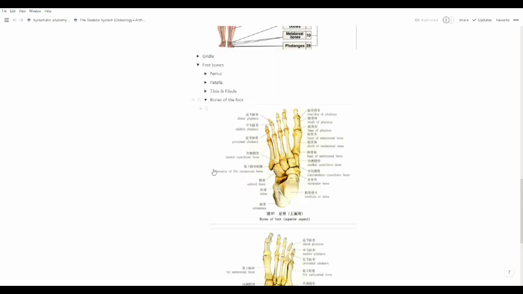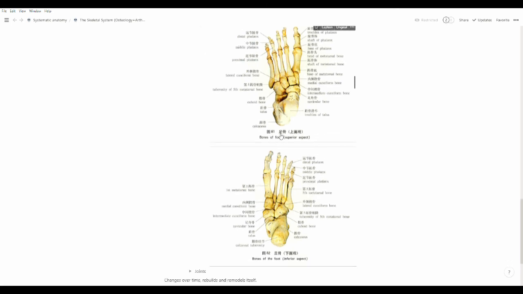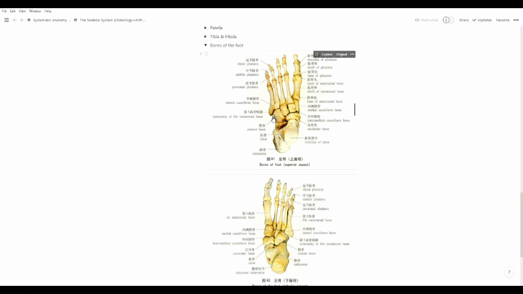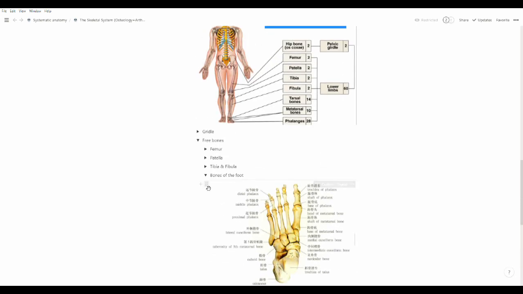Last up, we have the bones of the foot. It's also divided into the same thing: the tarsals, the metatarsals, and the phalanges. And yeah, here we have a superior aspect, meaning looking at it from above, and this one is an inferior aspect, looking at it from underneath. Yeah, so that's pretty much it.